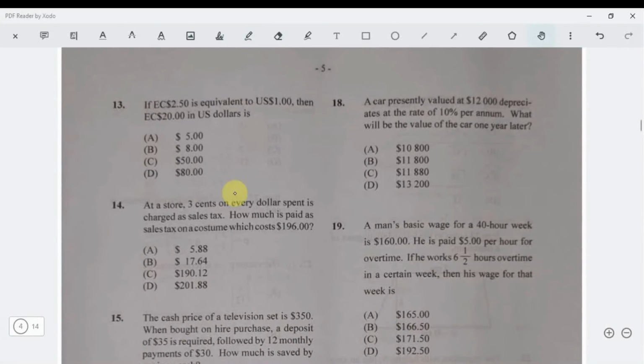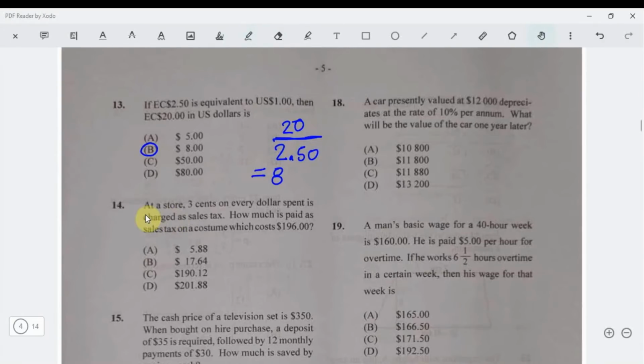Alright, question 13, it says if EC 2.5 is equivalent to US $1, then 20 EC is. So to find out what 20 EC is in US, we just need to divide 20 by 2.5. So when we divide 20 by 2.5, that should roughly give about 8. Alright? And so therefore in US dollars, it's going to be 8 US dollars. Nice.